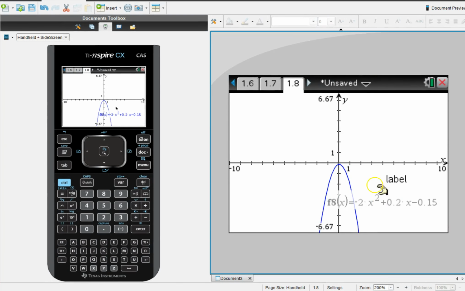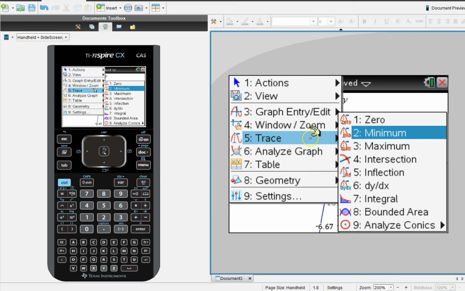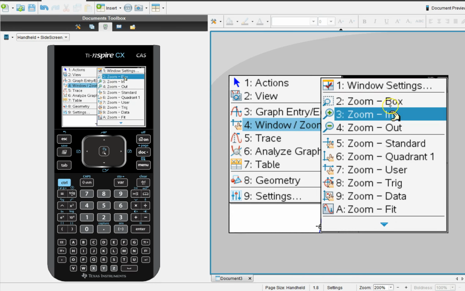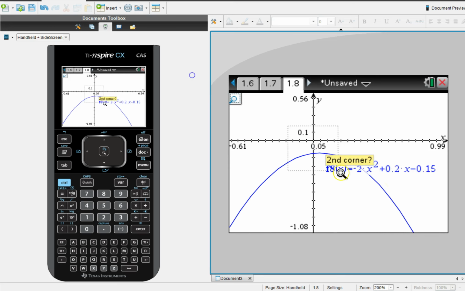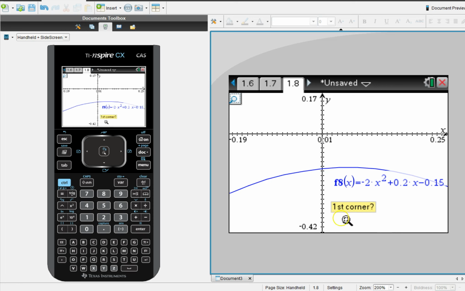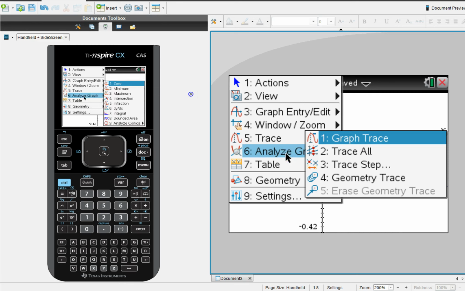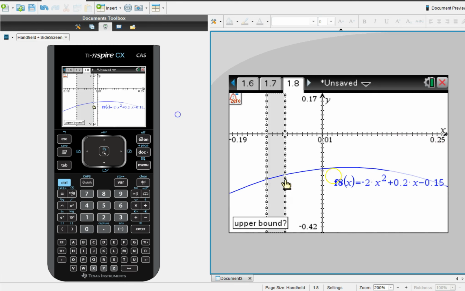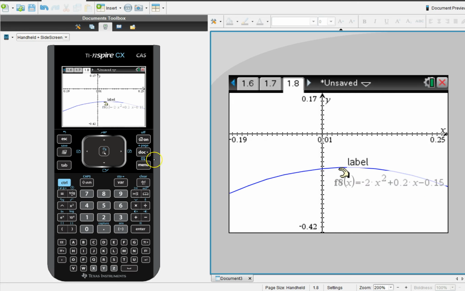Oh, this one, blatantly on my picture, I can see it doesn't quite reach zero. Analyze. I was going to zoom in. Zoom. Box. That's a little clearer. You can go like, yes, this isn't crossing, right? This isn't hitting anywhere close to zero. Now it doesn't look like it's getting anywhere close to zero. If I try to analyze the graph and find a zero, there are no zeros in this region. This graph has no zeros.